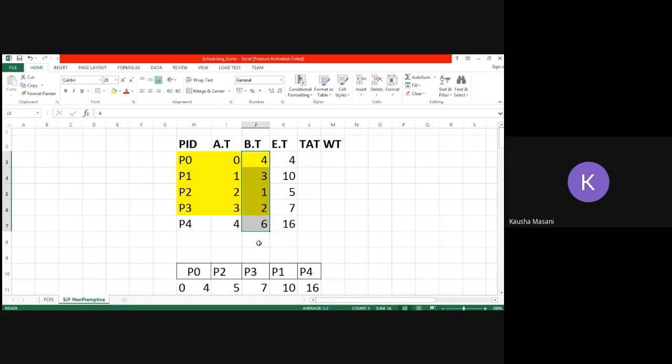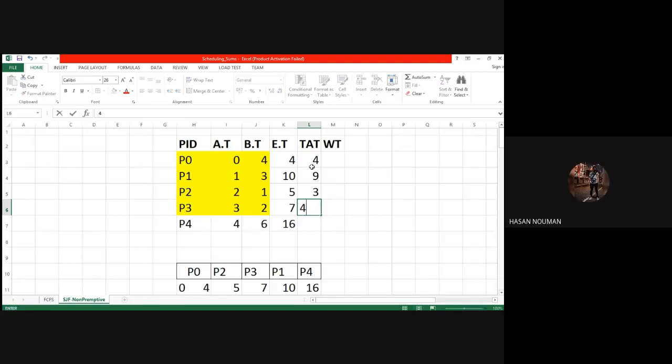All right, now coming to turnaround time. What is the turnaround time value for P0? 4. Okay, turnaround time for P1. 9. What about others? Turnaround time for P2. 3. Turnaround time for P3. 4. And lastly for P4. 12. Correct.